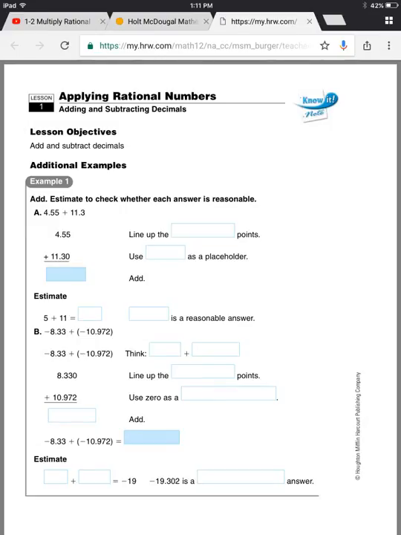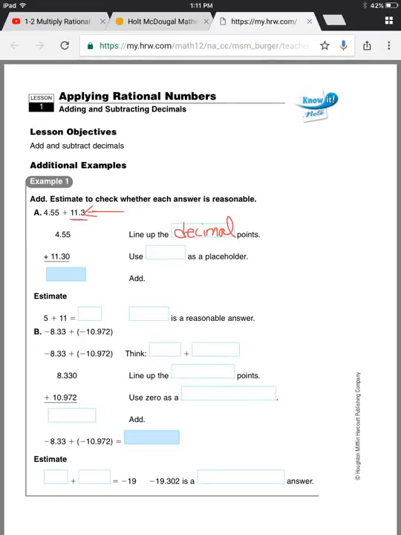Today we are learning how to add and subtract decimals, which should be a review. There is one very important step, when you are making your horizontal problems into vertical problems. To add them, you need to line up the decimal points. That's very important. Okay, and then if you'll see, they have 4.55 plus 11.3.